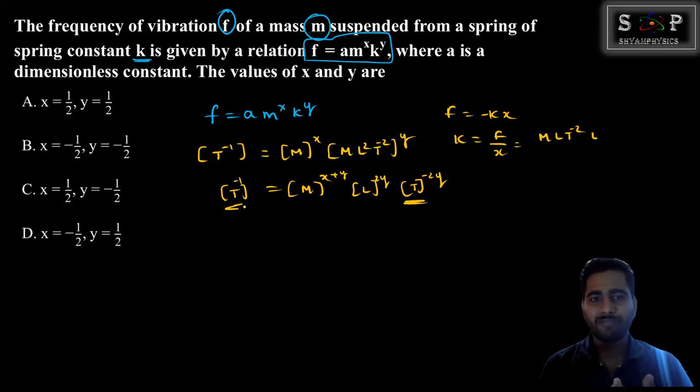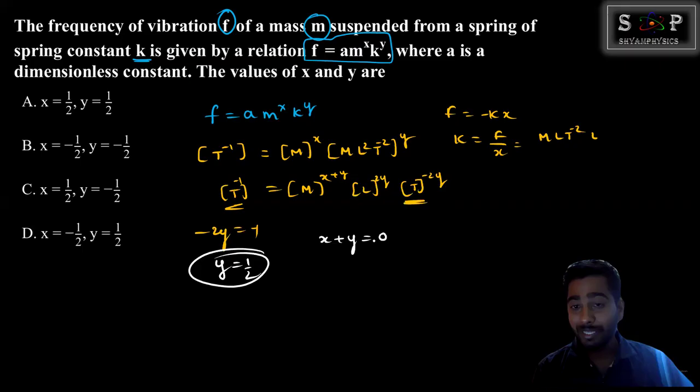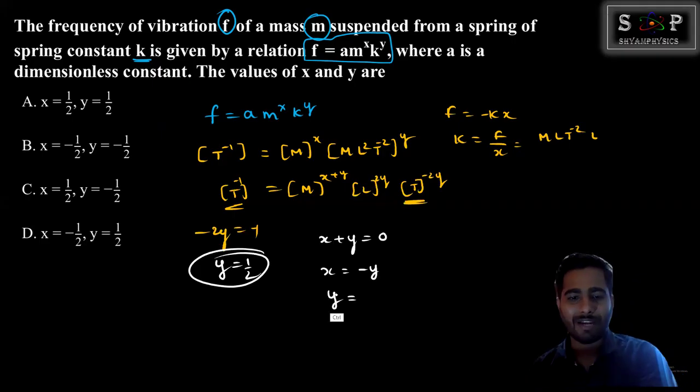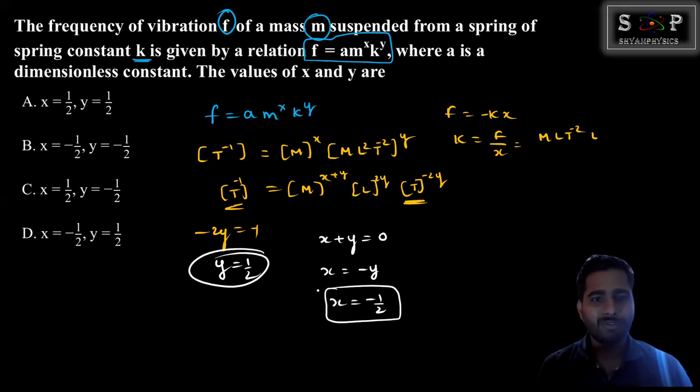Compare the dimension of T first. Minus 2y is equal to minus 1, so that we will receive y is equal to 1 by 2. X we want, so that we can write that value here. X plus y, there is no mass, so it will be equal to 0. So x is equal to minus y, which means whatever the y value is, opposite to that value we need to write with opposite sign. So x value will be equal to minus 1 by 2, y value plus 1 by 2. Option D.